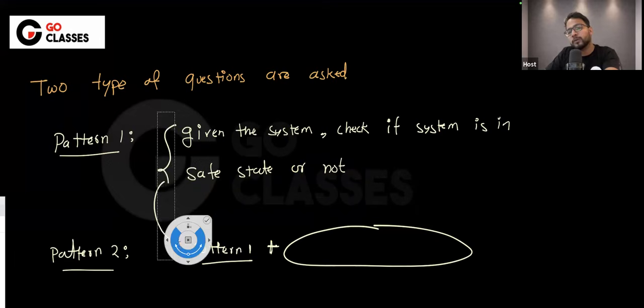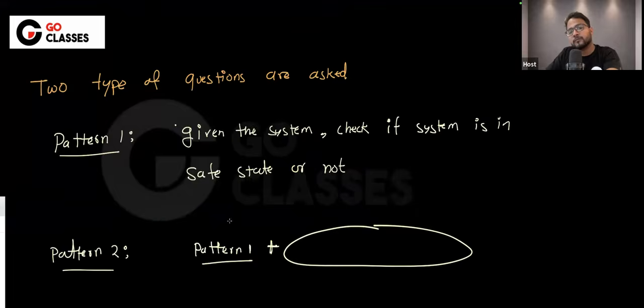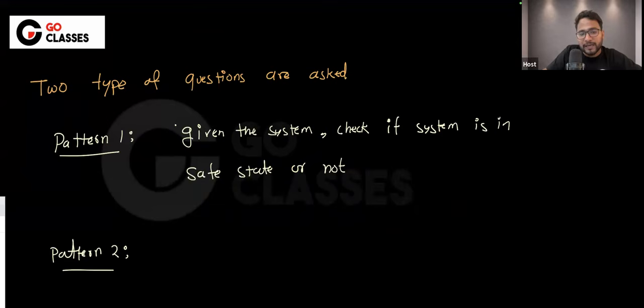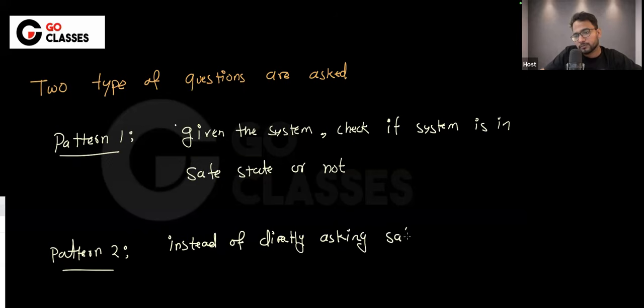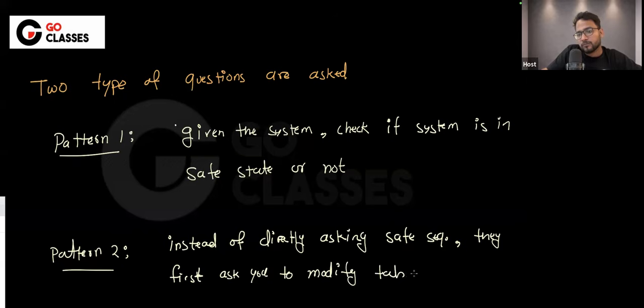So pattern two could be that instead of directly asking for the safe sequence, they first ask you to modify the table and find the safe sequence. Basically, both the patterns are almost similar.